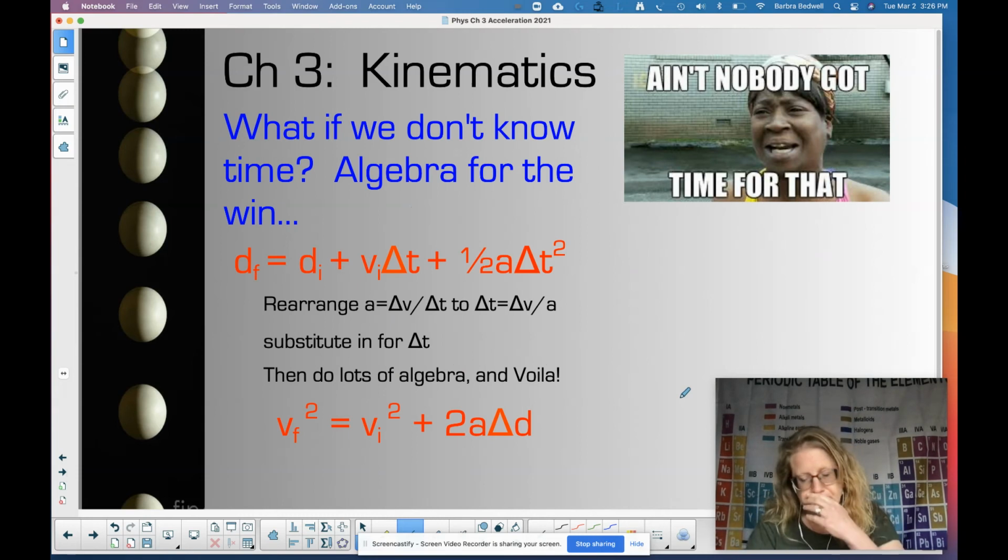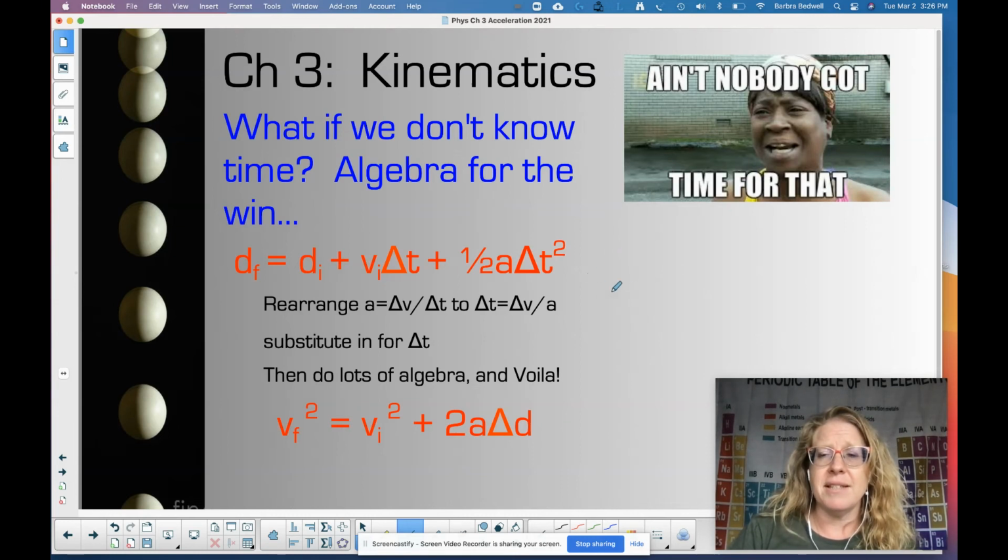Okay, and then the last thing. I'm going to do this one very briefly for us. There are lots of cases in our velocity time graphs, or our VT graphs, where we don't have time. What if we don't have time? Nobody got time for that. It's an old meme. Trust me, it's crusty.